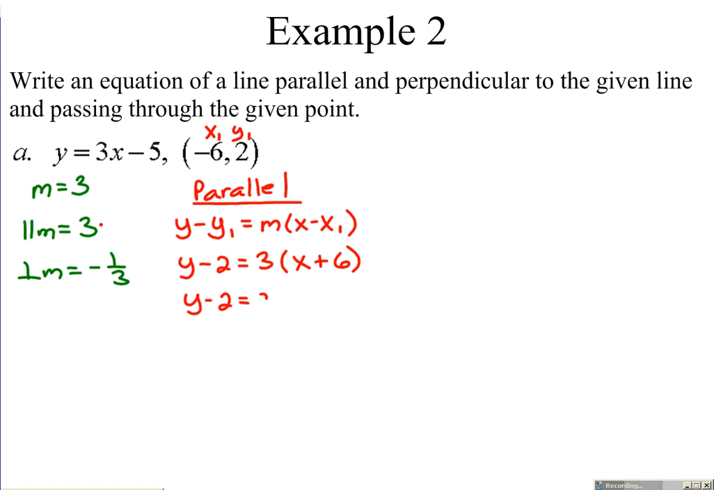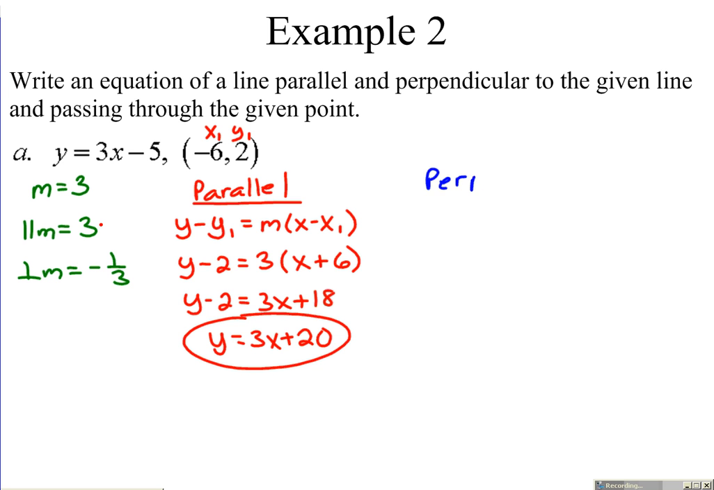Distribute the slope, 3x plus 18. Add the 2 over, y equals 3x plus 20. There's our line that is parallel to that given line passing through that point. We need to do the same thing now for the line that is perpendicular.